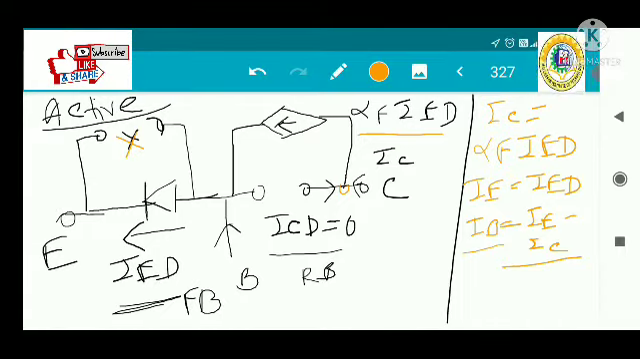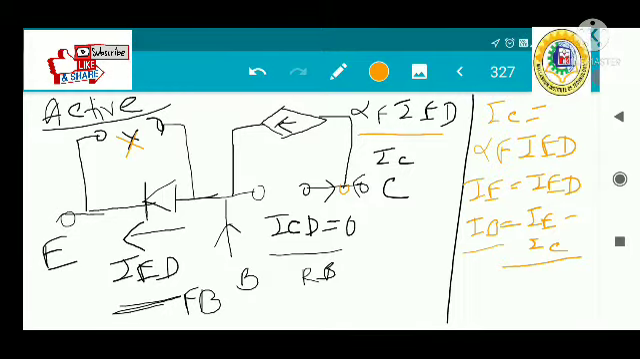So you can see how beautifully the transistor in the active region can be represented with the help of this Ebers-Moll model. That's the beauty of the Ebers-Moll model, that each and every region of the transistor can be represented with the help of this model.